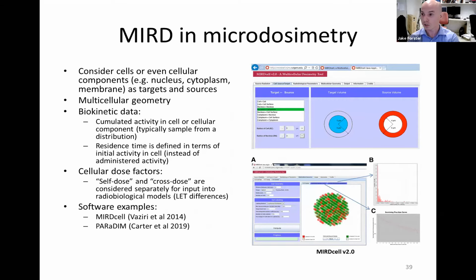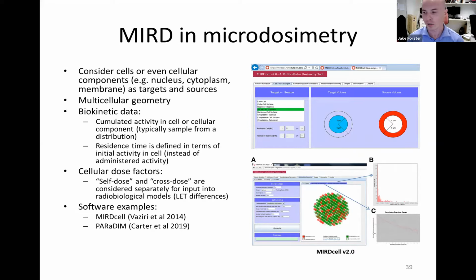And just finally, I'll show you briefly MIRD in the microdosimetry context. So for this whole talk, we've been talking about tissues and organs as being the sources and the targets. We can just equally apply this formalism in the cellular domain. So we can consider cells to be the target or the source, the whole cell, or we can even consider components of the cell to be source or target regions.